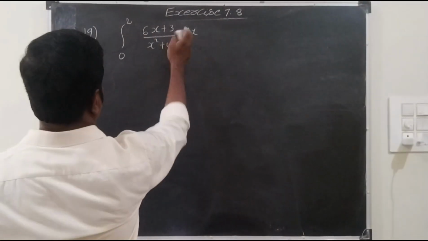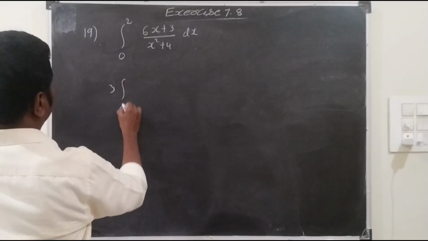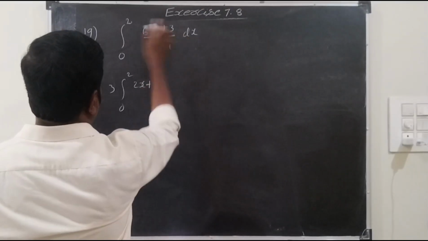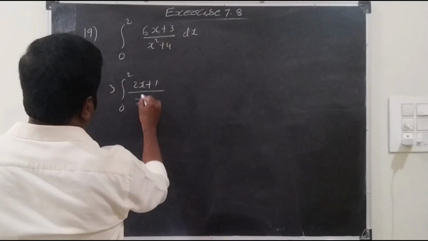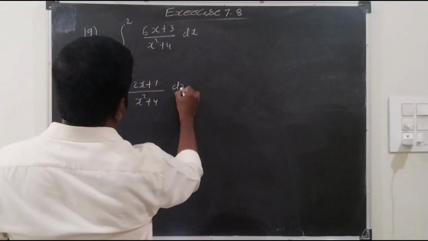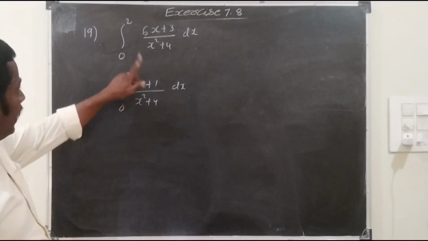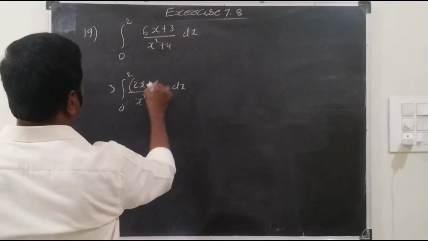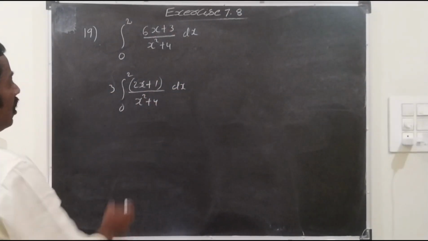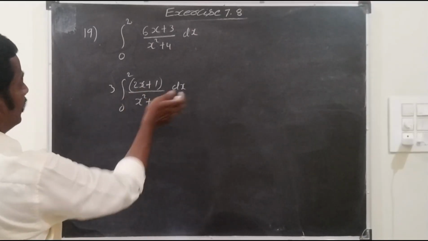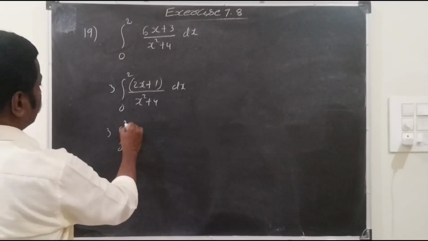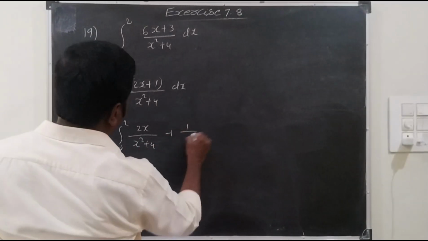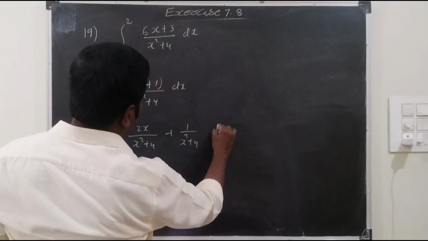In the numerator, I will take 3 common and write it outside the integral from 0 to 2. If I take 3 common here, we get 2x plus 1 by x square plus 4. If you multiply back with 3, you will get the original: 3 into 2x is 6x, 3 into 1 is 3. We took 3 common and kept it outside. Now the denominator, I will separate for both the terms of the numerator: integral from 0 to 2, 2x by x square plus 4 plus 1 by x square plus 4, dx.